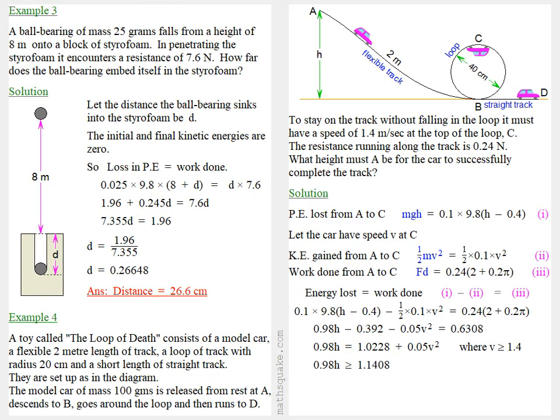So that tells us 0.98h has to be greater or equal to 1.1408. In other words, h, the height of A, has to be greater or equal to 1.1436. So the car has to start from a height greater or equal to 1.14 meters.